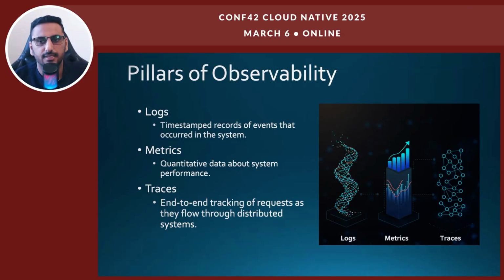The next pillar is the metrics. Metrics are the quantitative data about system performance. For instance, the CPU usage, the request latency, the memory usage, the error rates, the throughput. There can be a lot of metrics, but it's more about the quantitative data rather than the data about individual events.